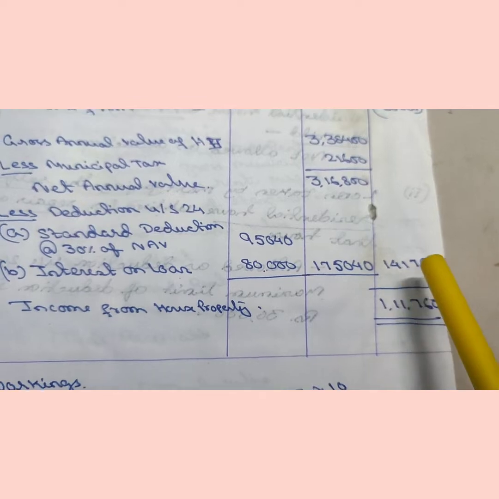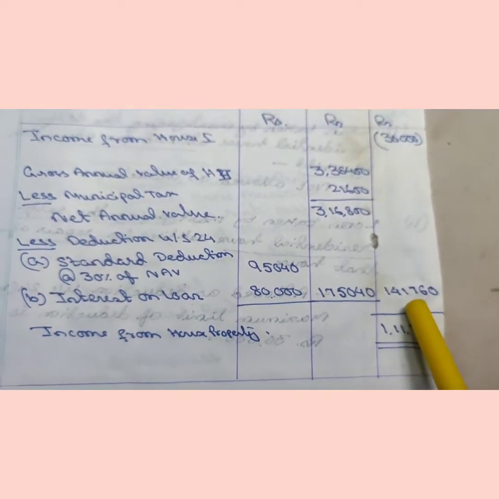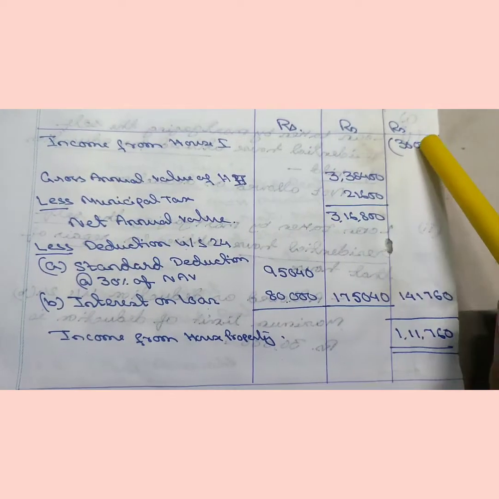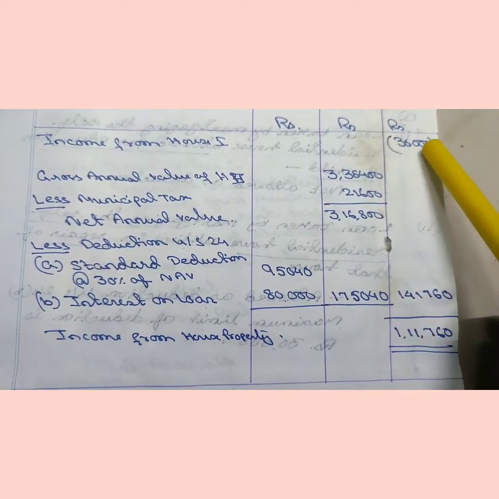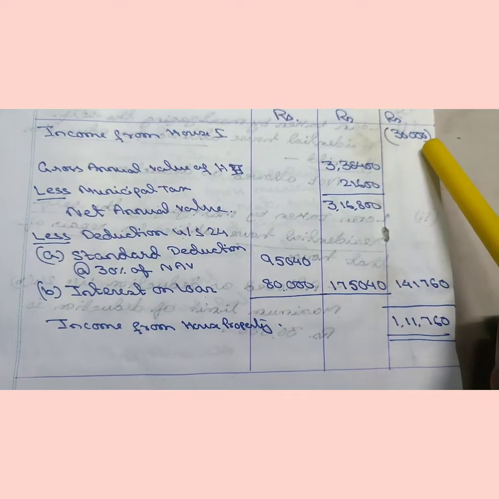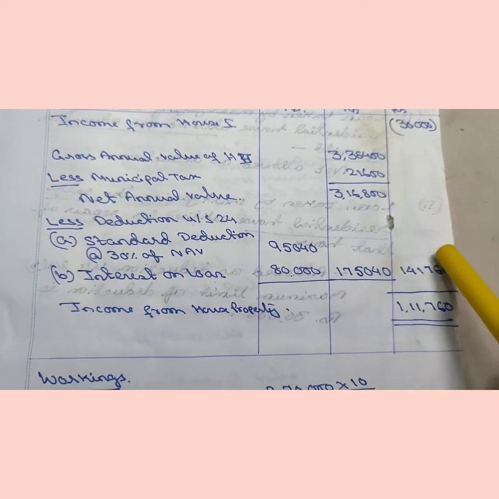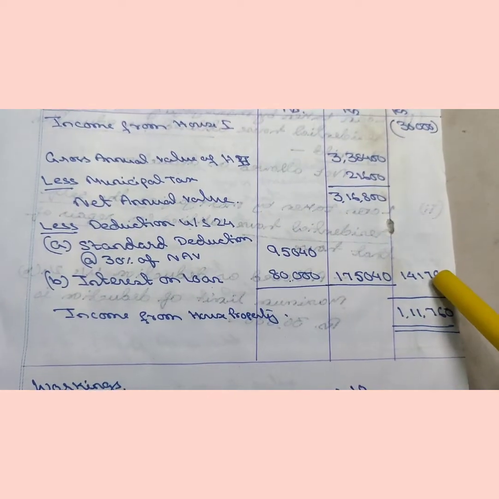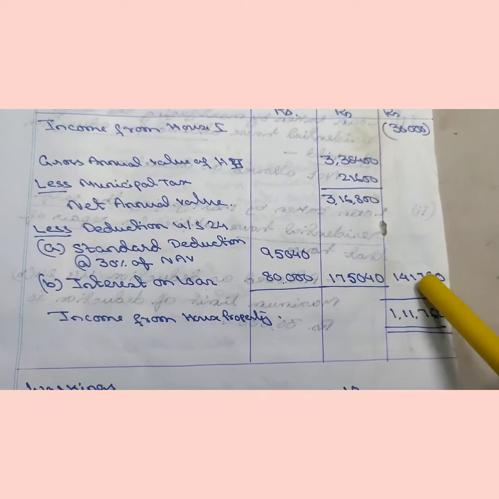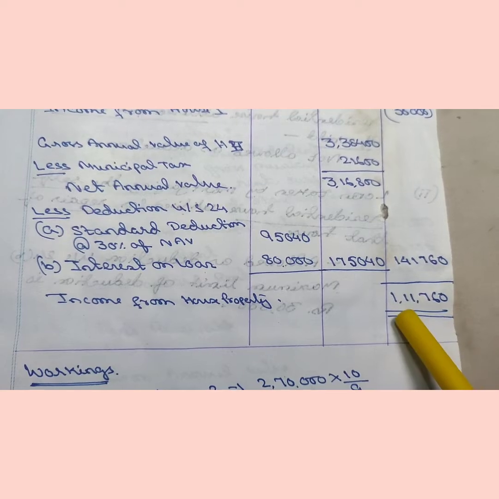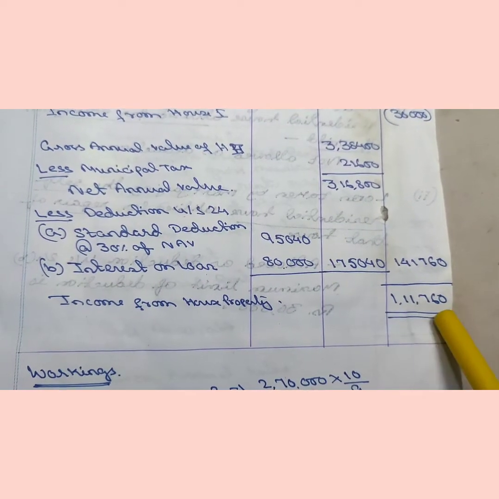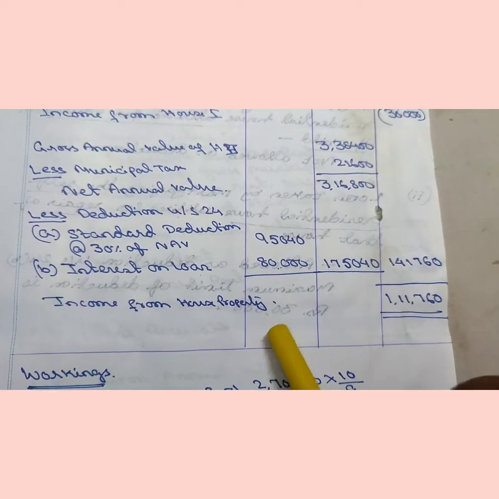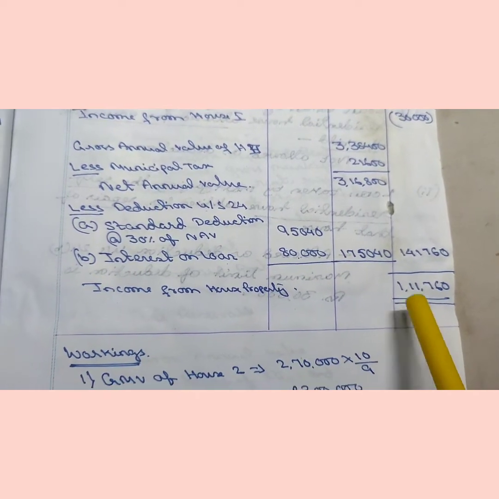This is the income from the second house, and income from the first house was negative 30,000. So minus 30,000 and plus 1,41,760. These 30,000 are set off against the income from the other house. It comes 1,11,760, which is the income from house property of Mr. Nirmal Bose.